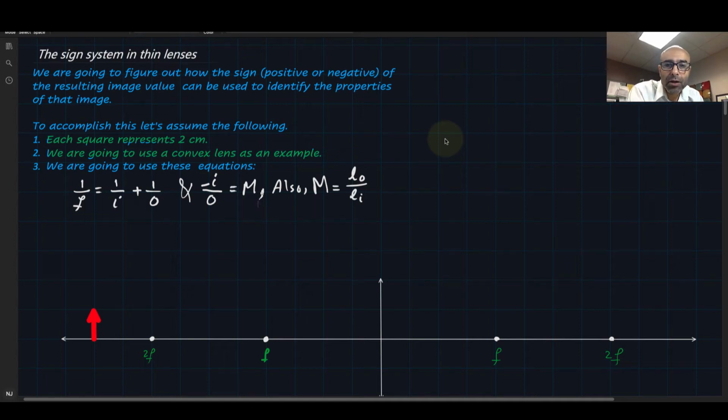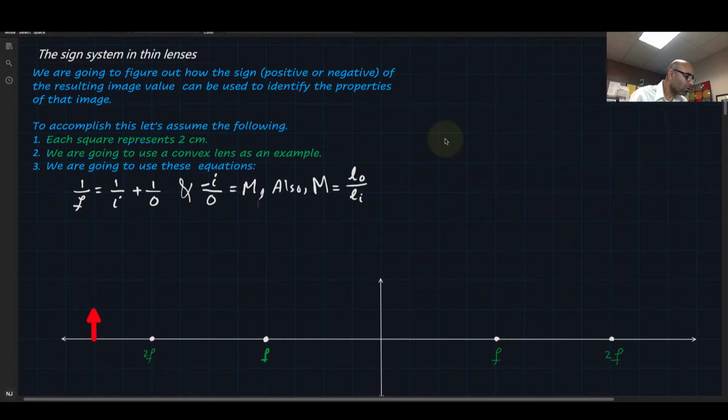Hello there, everyone. When solving for thin lenses, one of the things that come up is what are the properties of the image that you're trying to solve for? Can we tell the property of the image from the value that we get and the sign of that value? And the answer is yes. We can actually use that all the time to figure out what property of the image, whether it was real or virtual, inverted or straight up, or bigger or smaller.